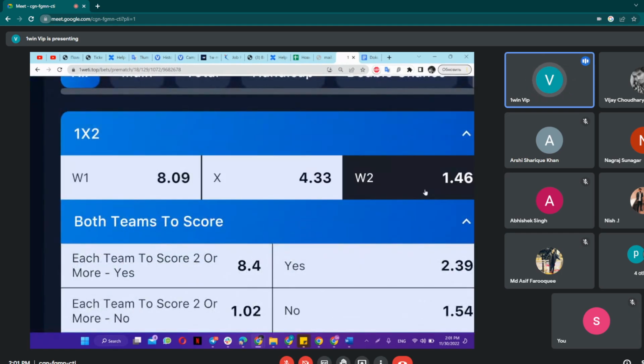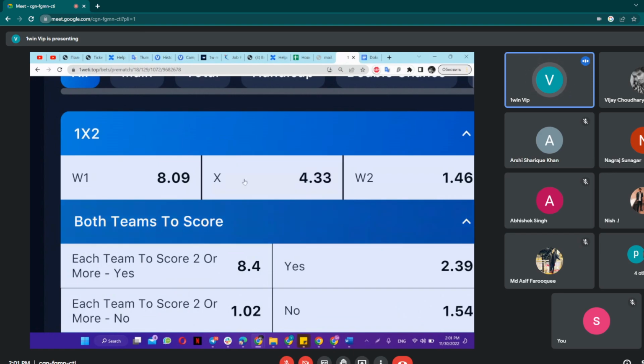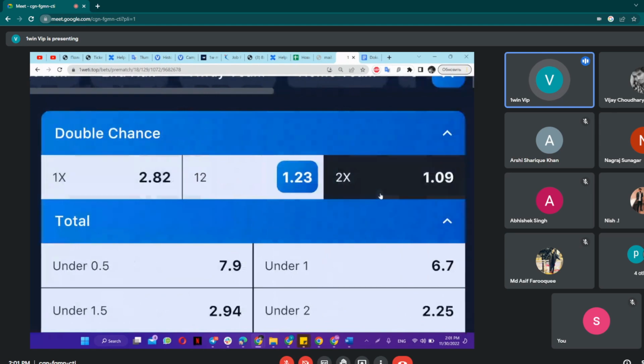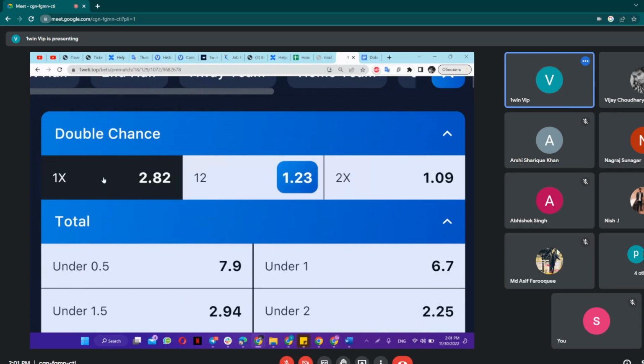First team X, second team X, first team and second team. There is no other combination. There is no XX. There is no anything like this. So in double chance, we have all three possible combinations of first team, second team, and draw result.